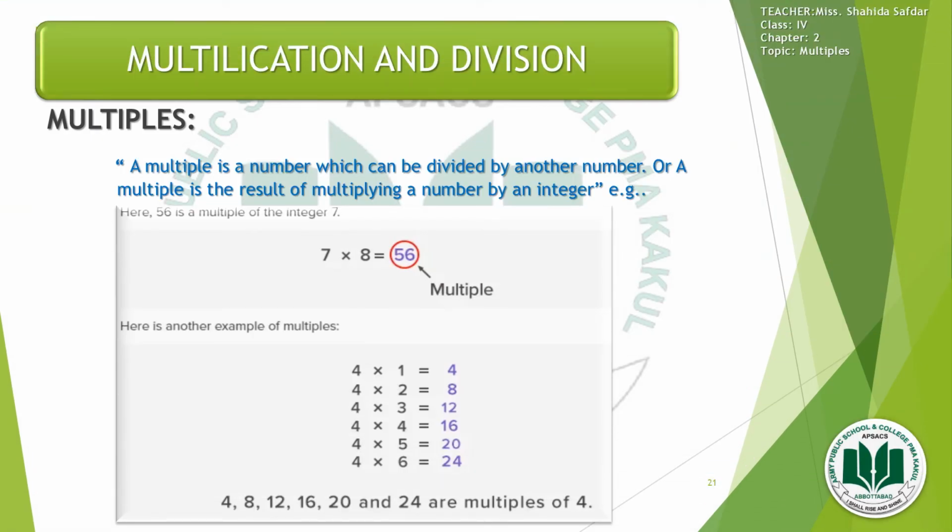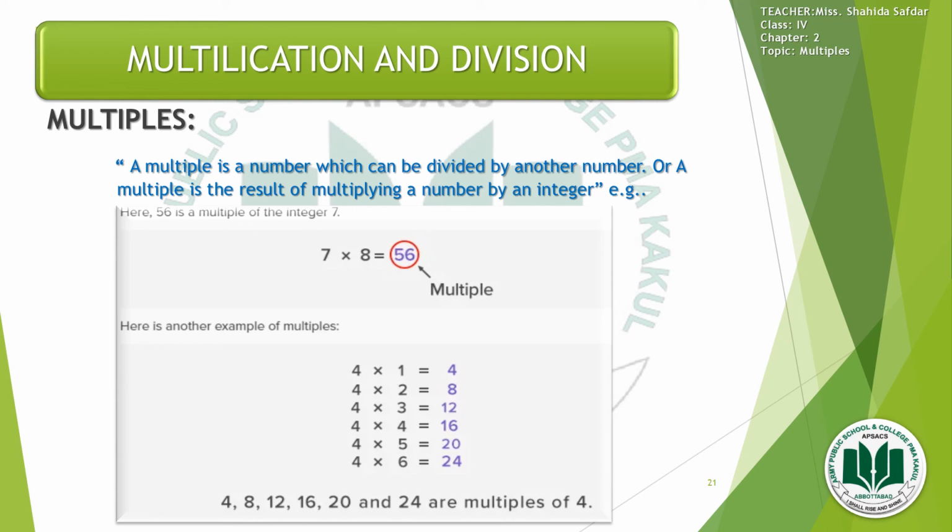Now, we will understand what multiples are. A multiple is a number which can be divided by another number, or a multiple is the result of multiplying a number by an integer. For example, here 56 is a multiple of the integer 7. That is, when we multiply 7 with 8, we get the answer 56. So we can say 56 is a multiple of 7. We can also say 56 is a multiple of integer 8.